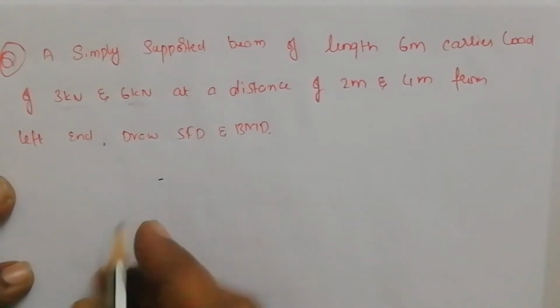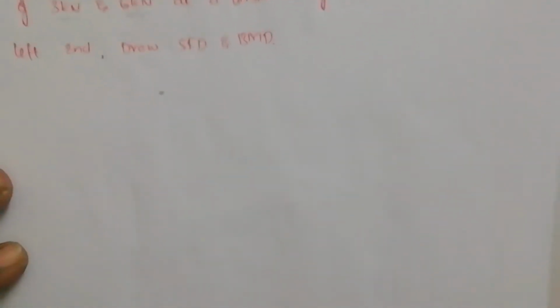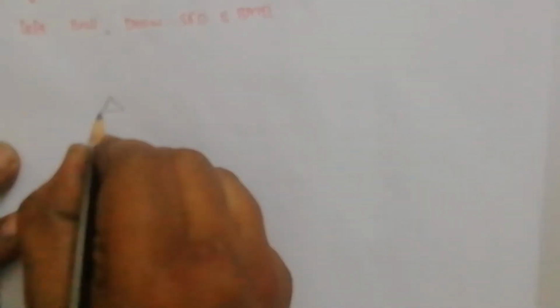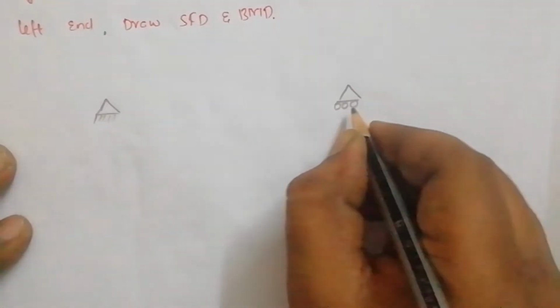Draw shear force and bending moment diagram. So let us try to draw the first diagram of this simply supported beam as per the question. Whenever we say simply supported beam, one side we have to fix it, and the other side will have a roller support.